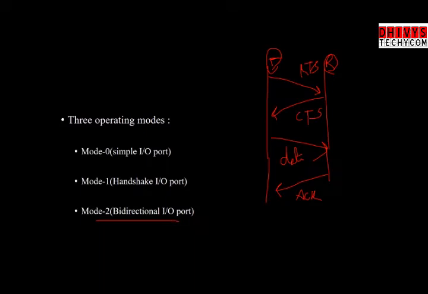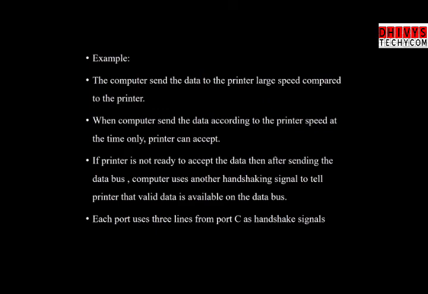So, three different operating modes. The best example is a computer being connected to one printer. If you're continuously giving input, the printer won't accept it all the time. You have to check whether the printer is available to take a print. If the printer is available, we can give a PDF or a document that can be fed into the printer.